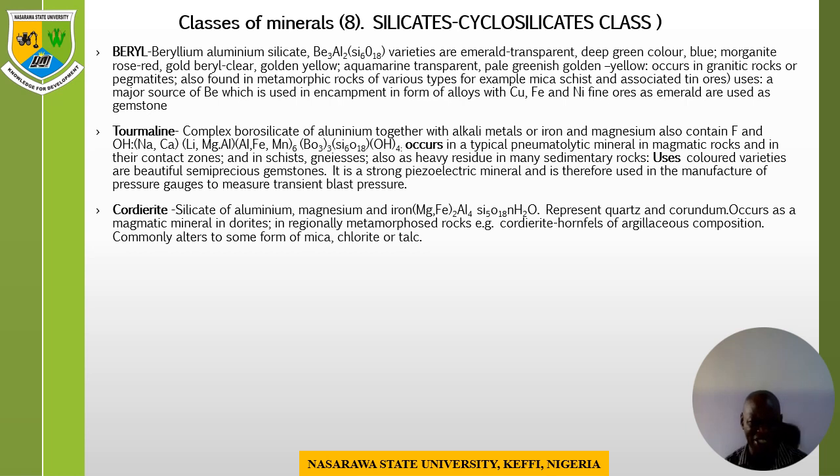For example, mica schist associated with tin ore. Beryl is used as a source of beryllium in the form of alloys with copper, iron, and nickel. Fine ones, such as emerald, are used as gemstones.